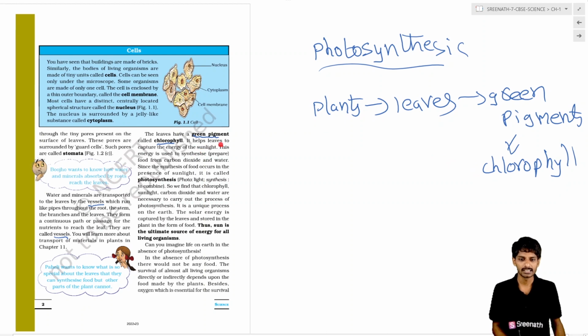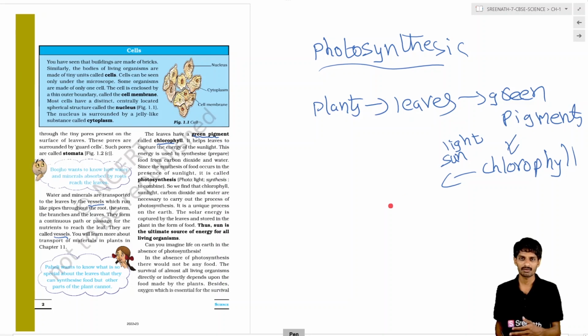Chlorophyll helps leaves to capture the energy of the sunlight. This energy is used to prepare food from carbon dioxide and water. Basically, chlorophyll captures the energy from sunlight, and this energy is used to prepare food using carbon dioxide and water.